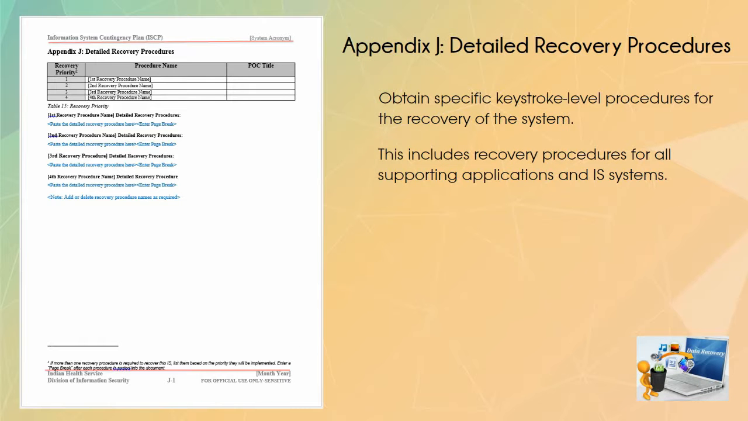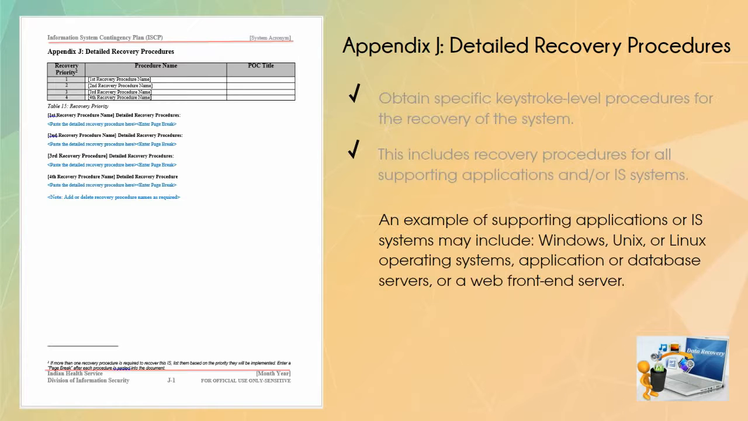Appendix J, Detailed Recovery Procedures. Obtain specific keystroke level procedures for the recovery of the system. This includes recovery procedures for all supporting applications and IS systems. An example of supporting applications or IS systems may include Windows, Unix, or Linux operating systems, applications, or database servers, or a web front-end server.